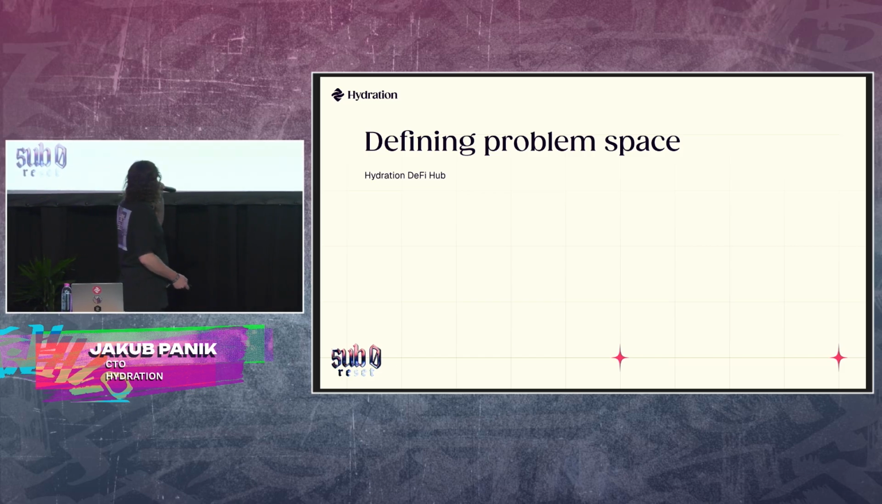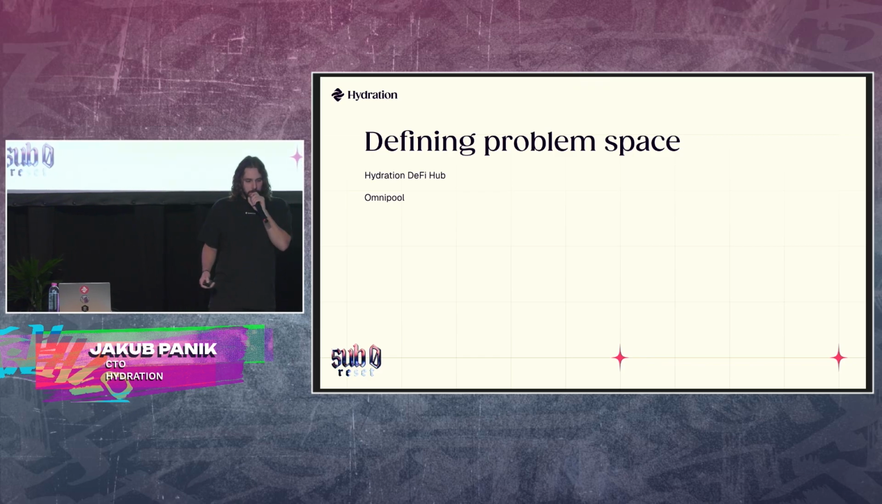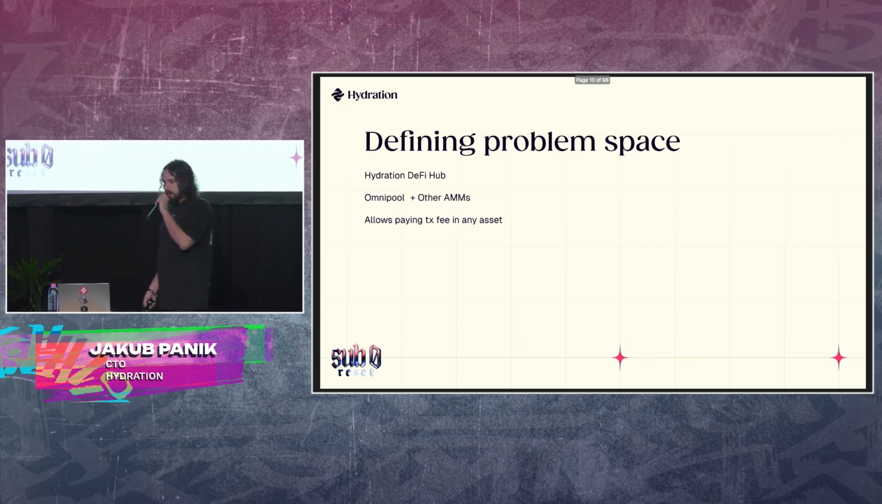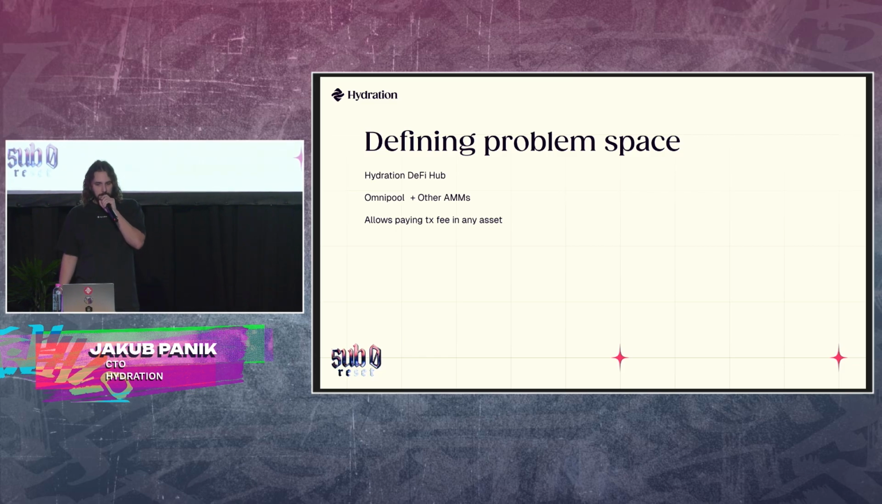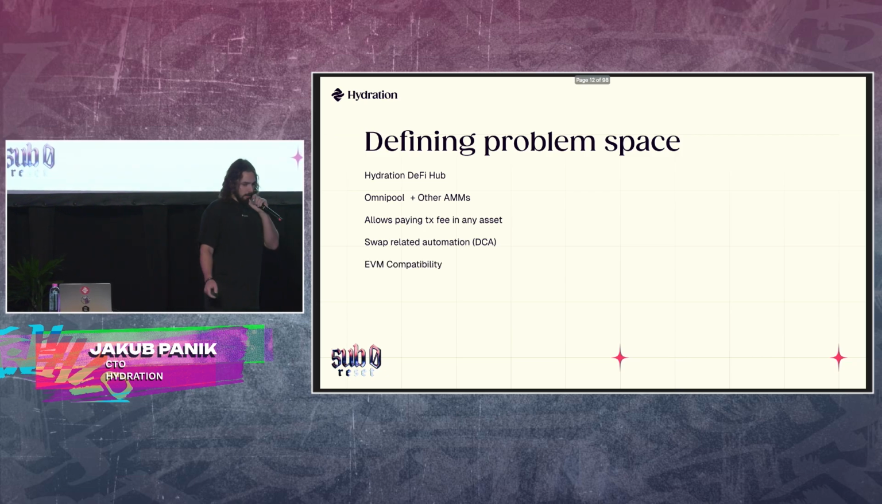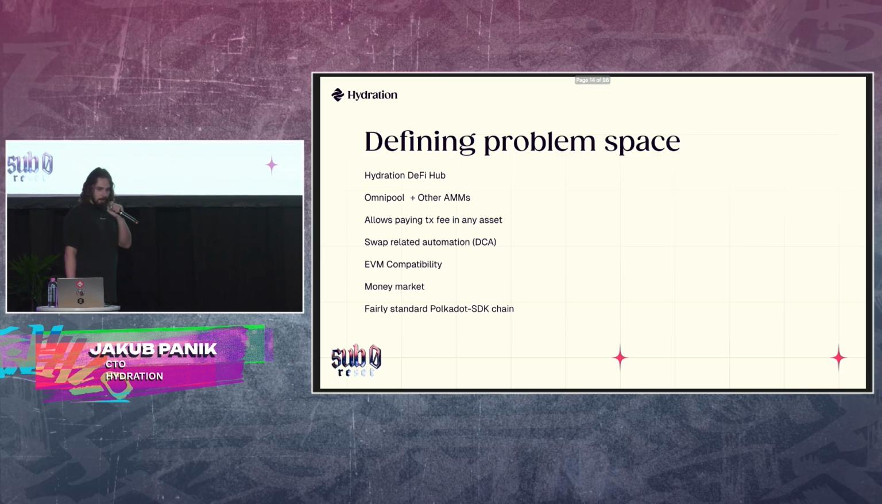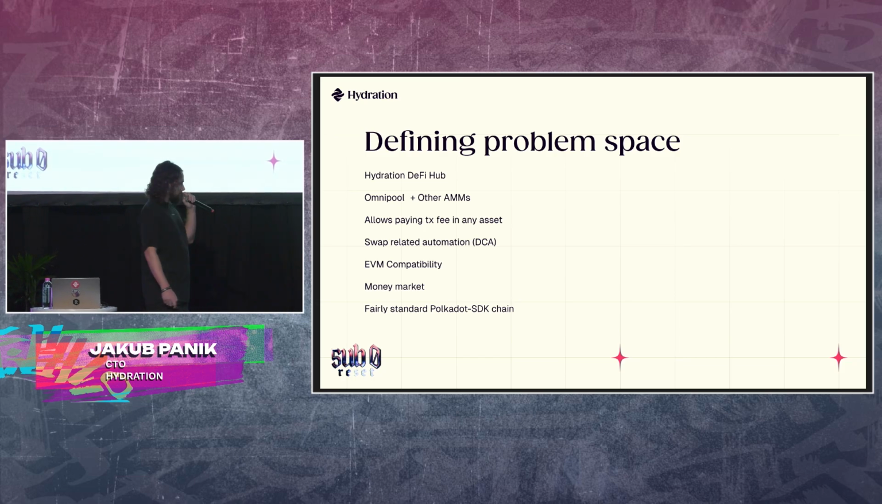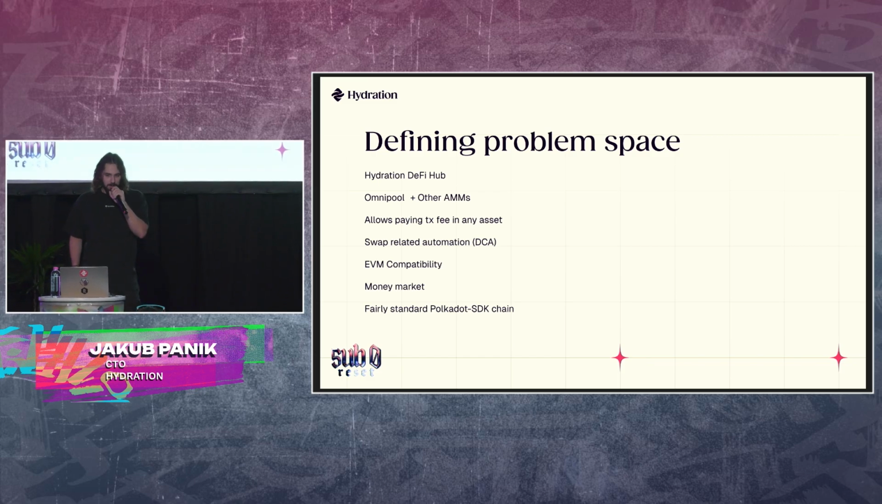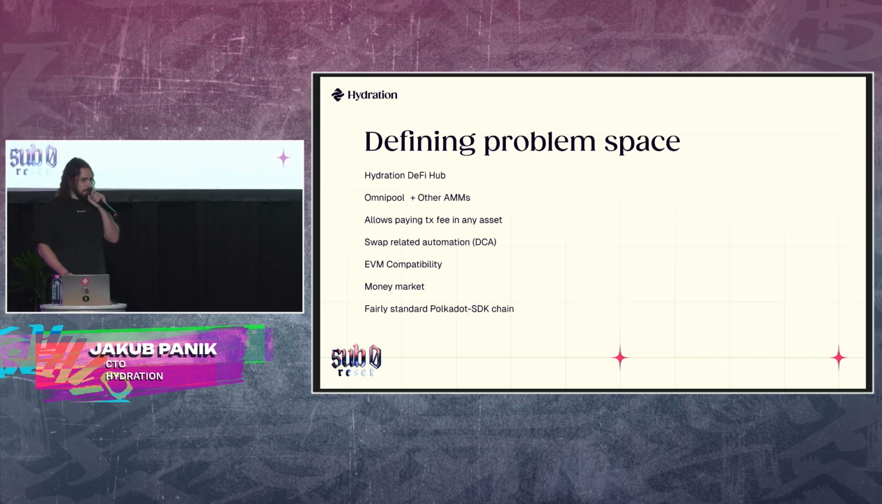So hydration is a DeFi hub. It's home to Omnipool and other AMMs. It allows paying transaction fees in any asset. And it has swap-related automation like DCA. It has EVM compatibility. And next week, pending audits, we'll also have a money market. So, other than that, it is fairly standard Polkadot SDK chain. Bear in mind that we have a lot of plugins in it, but it's not very custom for now.